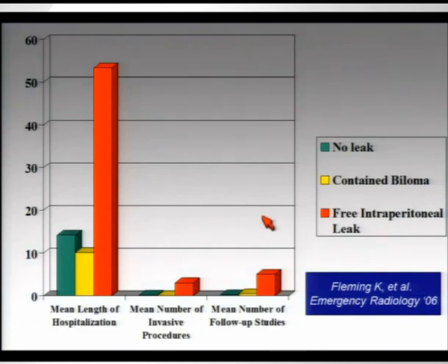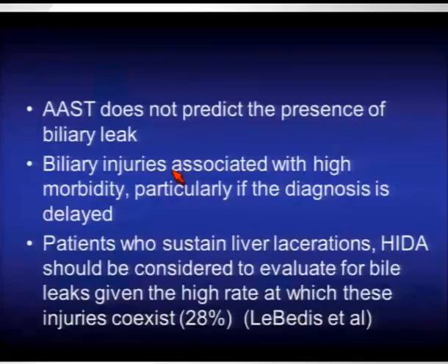And that's demonstrated clearly in this graph published by Fleming et al. And you can see here in red is the free intraperitoneal leak, and the massive increase in length of hospital stay, number of invasive procedures, and mean number of follow-up studies relative to patients with no bile leak or even a contained biloma. So identifying free intraperitoneal bile leak becomes important.